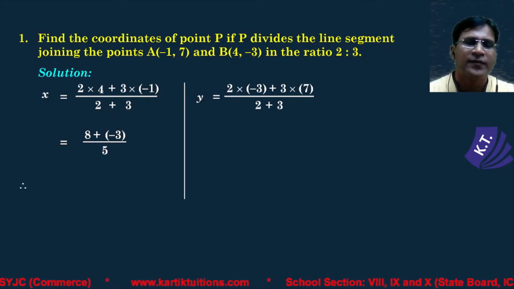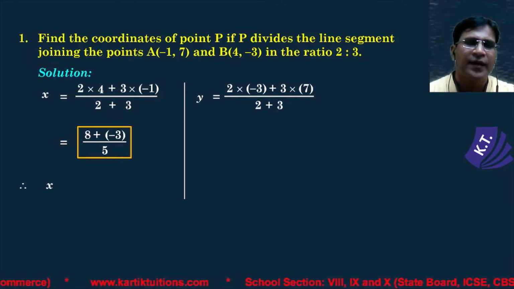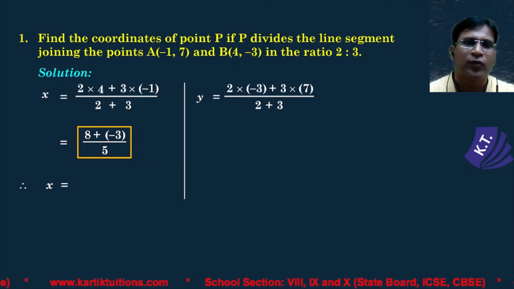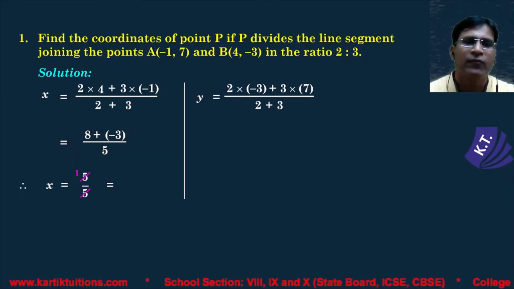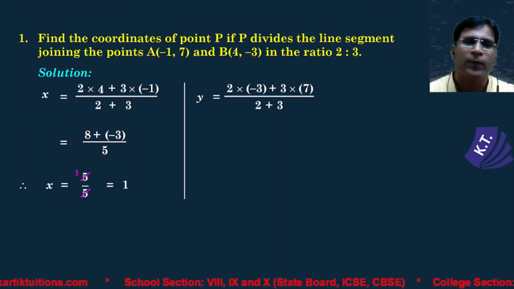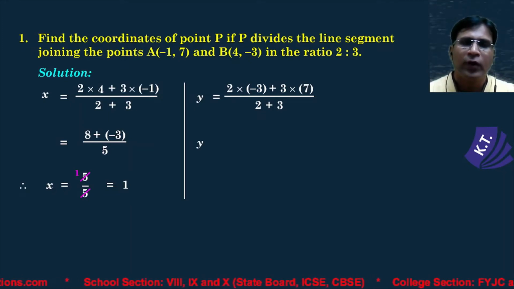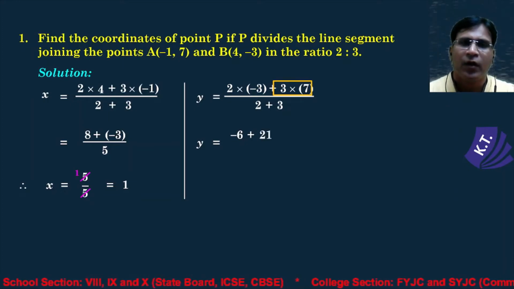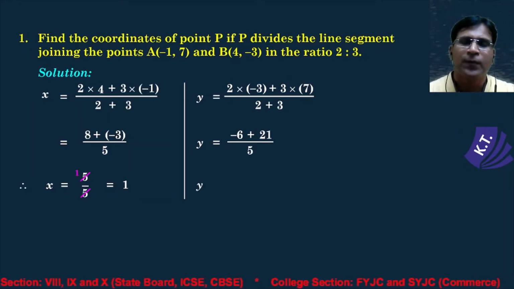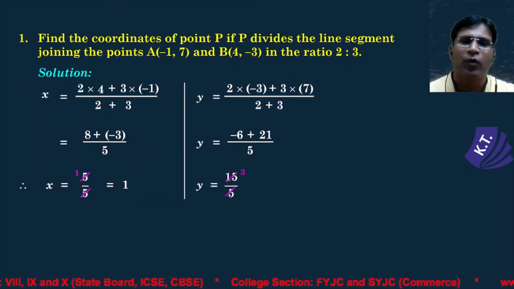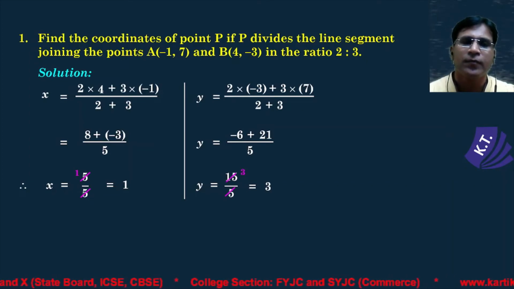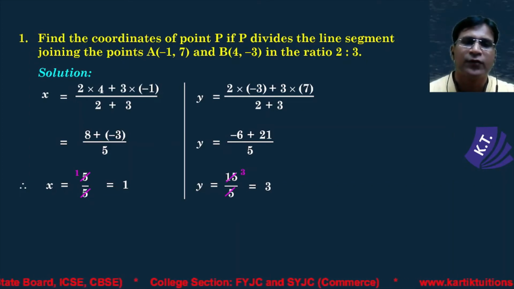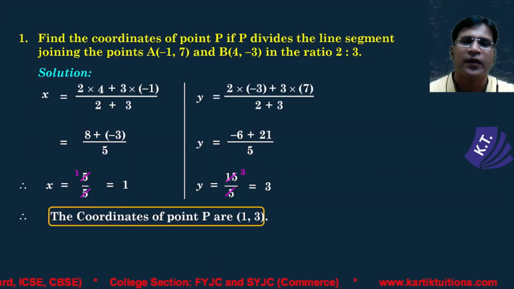Now plus into minus is minus, so it becomes 8 minus 3, that will give us 5, so it is 5 upon 5, which will become 1. So our x coordinate for point P is 1. Same way, 2 into -3 gives us -6 and 3 into 7 gives us +21 upon 5. Now -6 plus 21 gives us 15, so it is 15 upon 5, which will give us 3. So the coordinates of P is 1, 3.